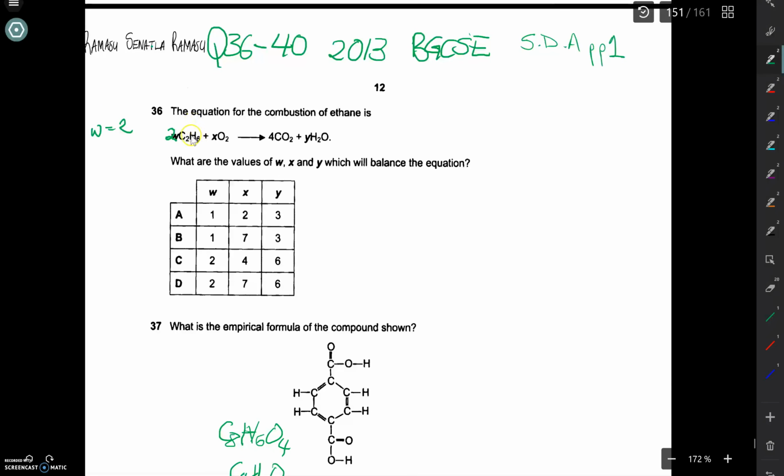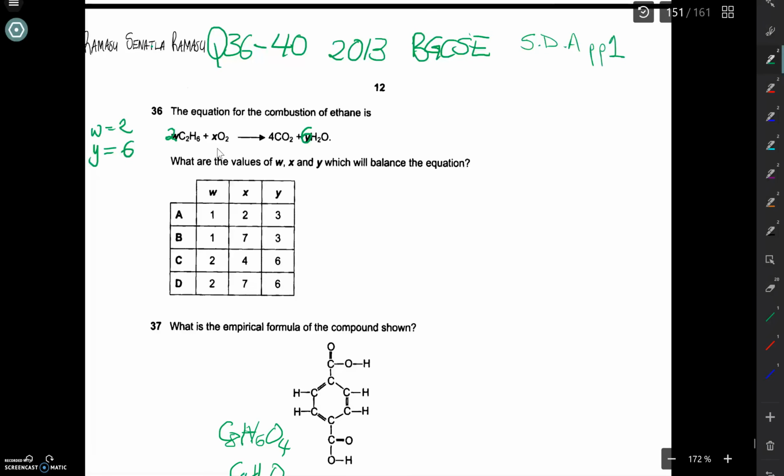So if we have 12 hydrogen atoms on the left side, we have to have 12 hydrogen atoms on the right side, right? So because we have H2 here, our Y has to be equal to 6. Y has to be equal to 6. So we have 12 hydrogen atoms on this side, because this is 6 times 2, giving us 12 hydrogen atoms. On the left side, we have 2 times 6, giving us 12 hydrogen atoms.